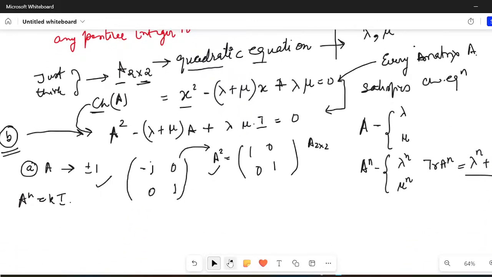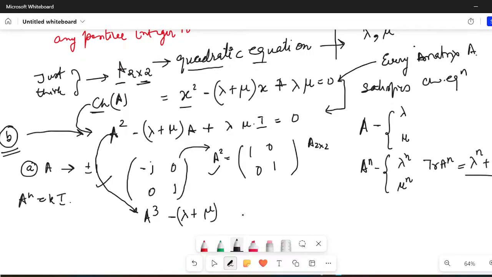Now just coming back to option number B. As I told, this would be the characteristic equation. And option number B was asked in A cube. So what I can do is multiply this equation by A. If I multiply this equation by A, what I'll get is A cube minus lambda plus mu times A square plus lambda into mu times A is equal to 0, right? Is that clear?